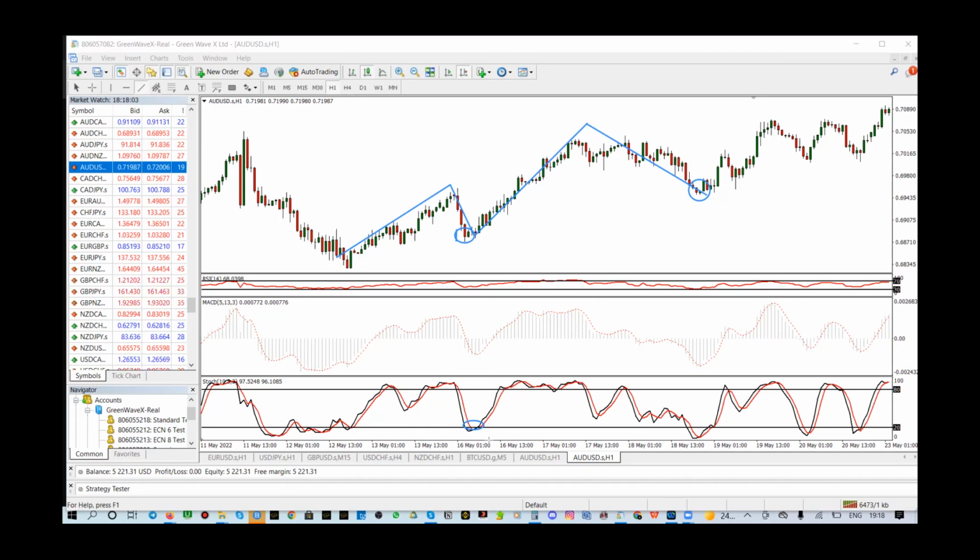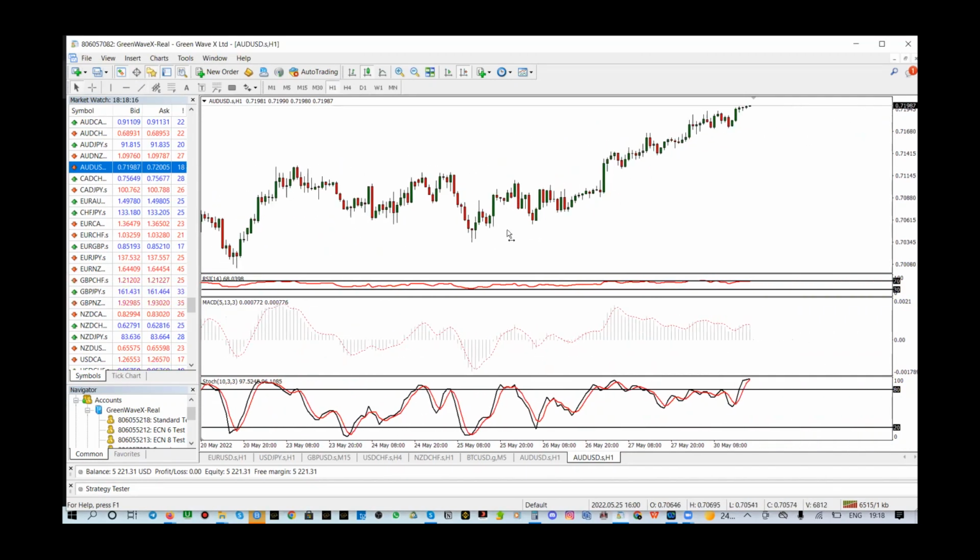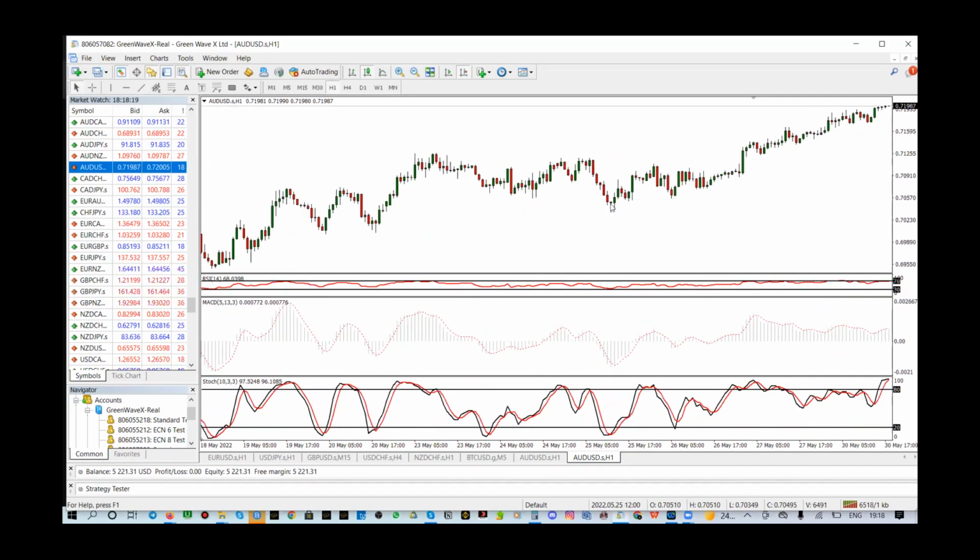Okay. So I think we should just focus on 80-20 if we're going to use stochastic, and also try to confirm with divergence, whether on this time frame or on a lower time frame. Okay, let me give us an example of a lower time frame divergence. Let me look for where it's quite close.